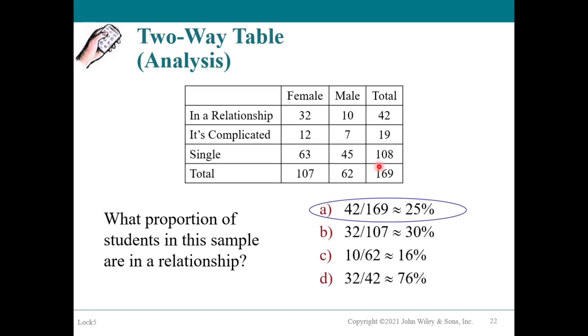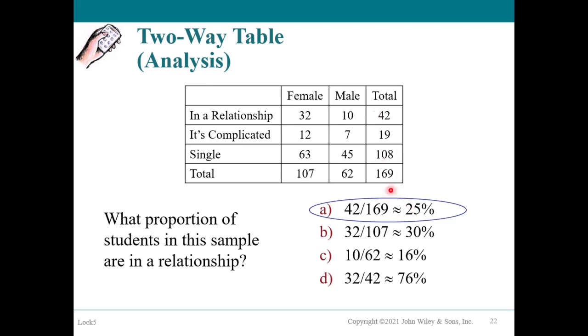First question: what proportion of students in this sample are in a relationship? You can see the answer here, but try to think how to get it. What proportion of students? So you have to find a proportion. You know how to find a proportion, which is frequency divided by total. So first you need to find the students who are in a relationship.